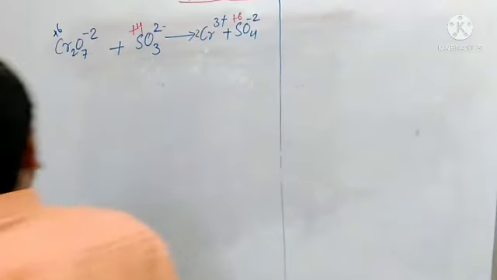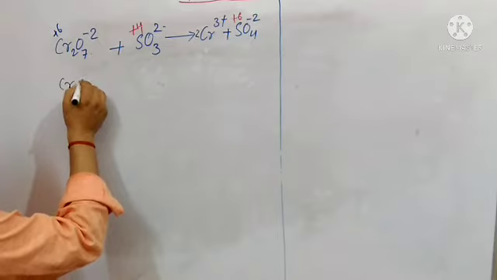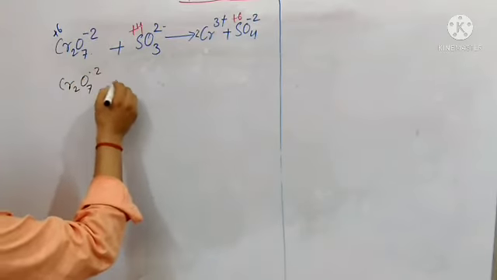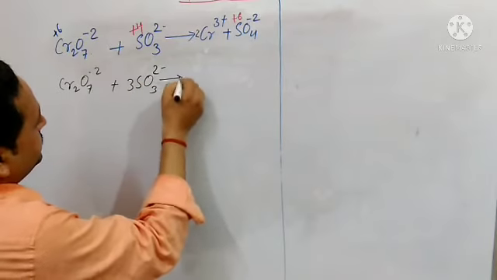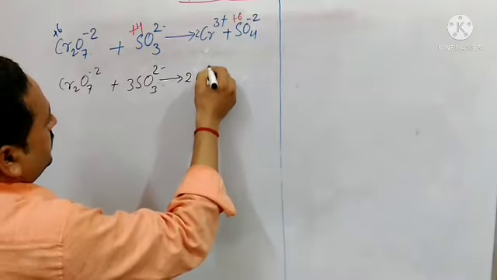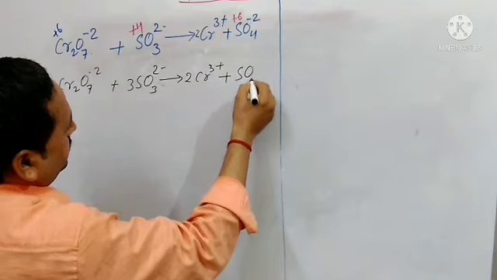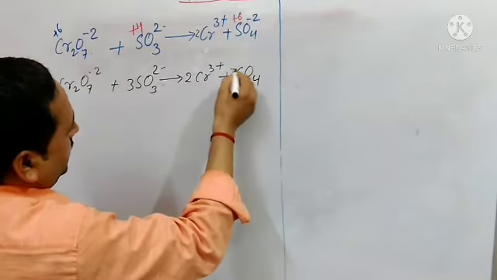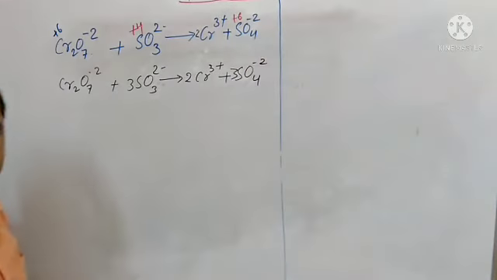Okay, so let us see here. What will we do? Let me write here: Cr2O7 2 minus plus 3 SO3 2 minus gives 2 Cr3 plus plus 3 SO4 2 minus. Both here and there I have multiplied by 3. Okay students, so this is clear. Now we will check charges.